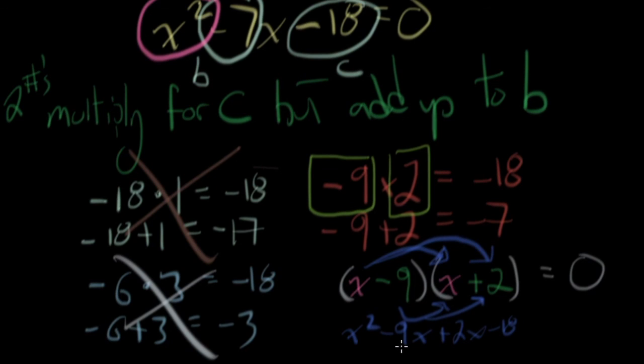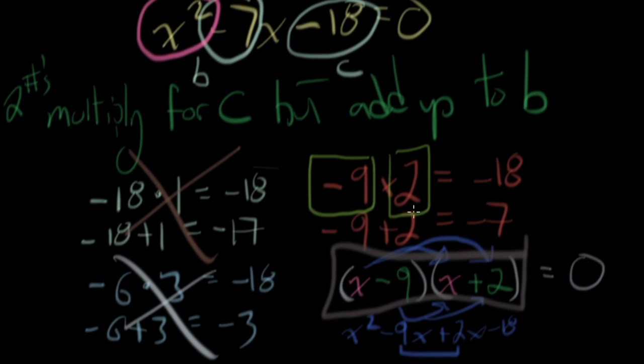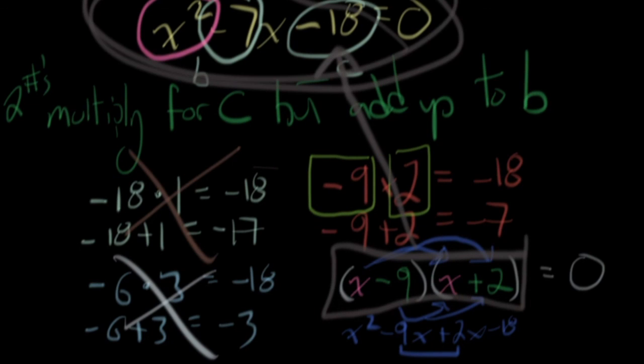I combine my like terms. And oh my gosh, did I just get x squared minus 7x minus 18? I do. Is this the equivalent of that? Of this whole thing? Is it the equivalent? It is.